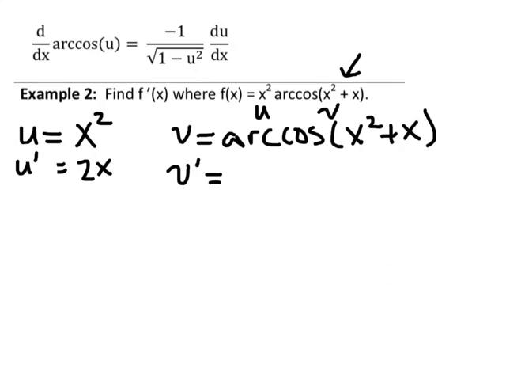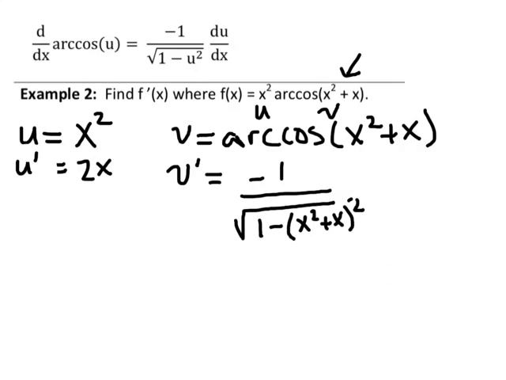So then I'm going to have here v prime: negative 1 over the square root of 1 minus u squared, which in this case is going to be x squared plus x quantity squared, all under the square root, times the derivative of the inside, which in this case is going to be 2x plus 1. So there I have my u, my v, my u prime, and my v prime. And now I'm just going to put it all together using the product rule.